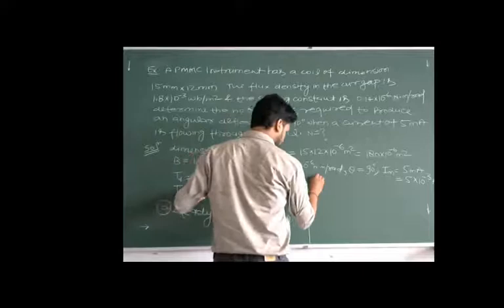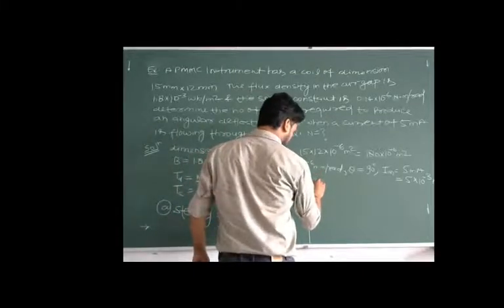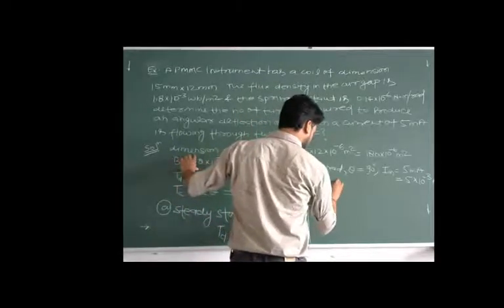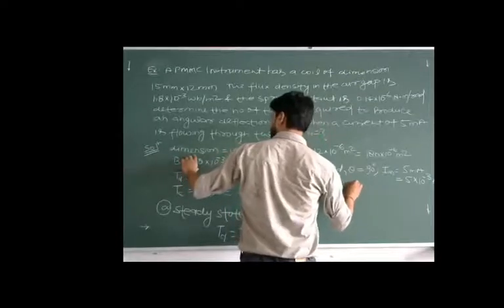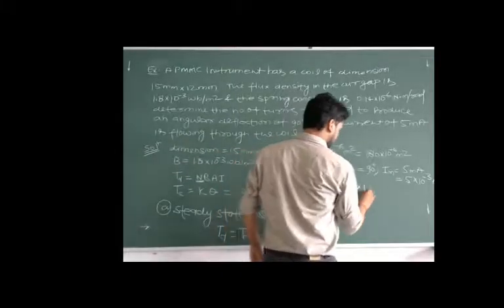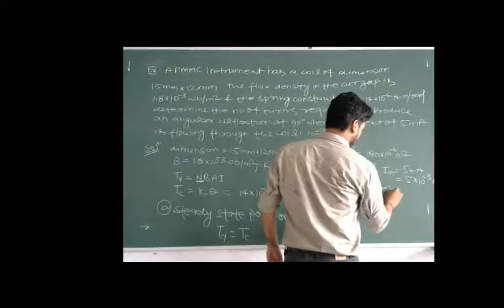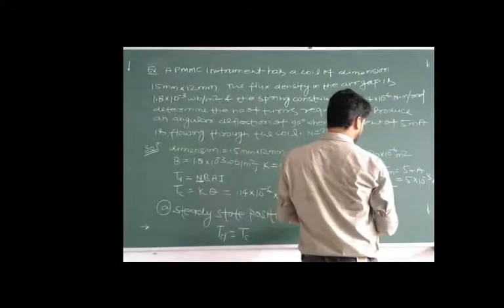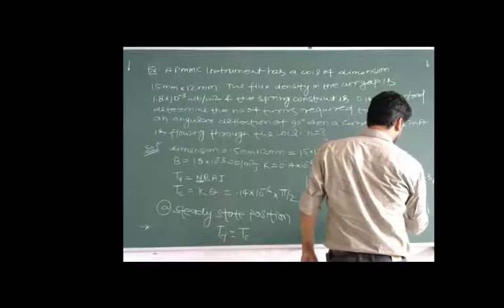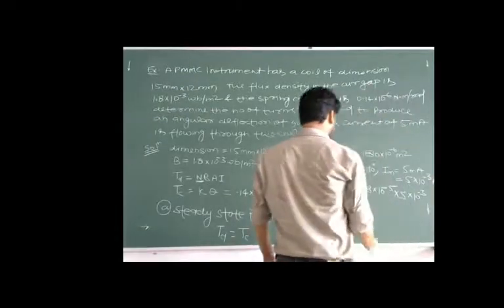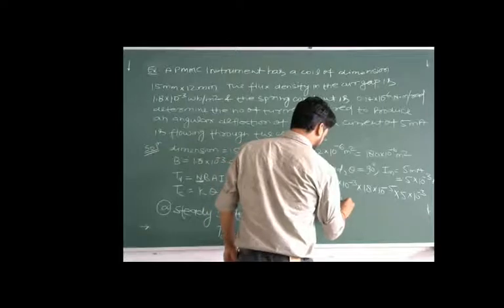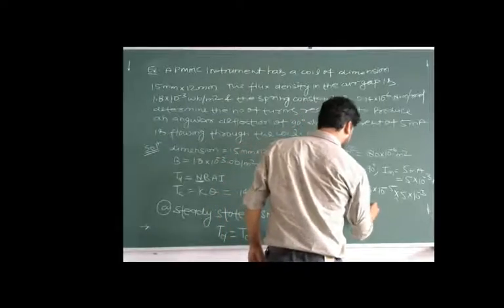So we can write n into B. B is given as 1.8 into 10 power minus 3 Weber per meter square, into area, which is 18 into 10 power minus 5 meter square, into I, 5 into 10 power minus 3, is equal to k theta, which is 0.14 into 10 power minus 6 into pi by 2.